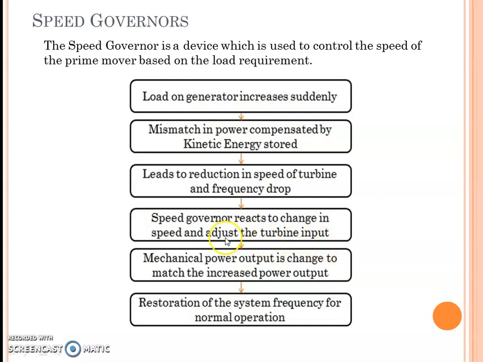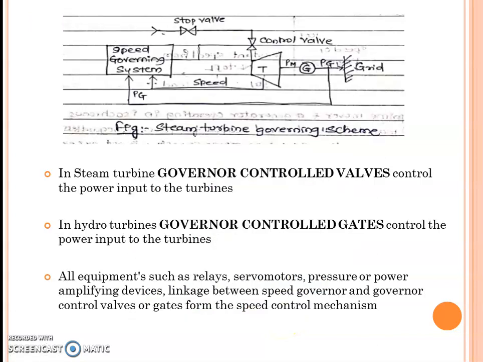After adjustment of the turbine input, the mechanical power output is changed to match the increased power demand of the system. If you change the mechanical power output, then the increased output will restore the system frequency for normal operation. So this is the phenomenon in the speed governing system. Here, in a steam turbine, governor controlled valves control the power output to the turbine.